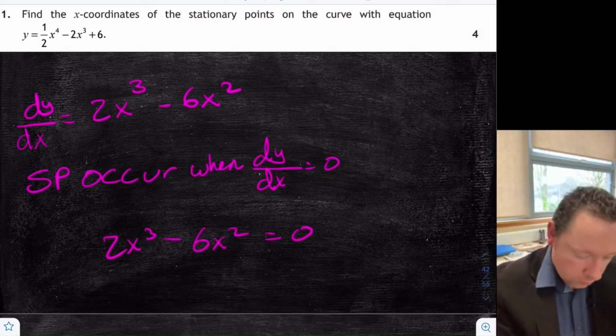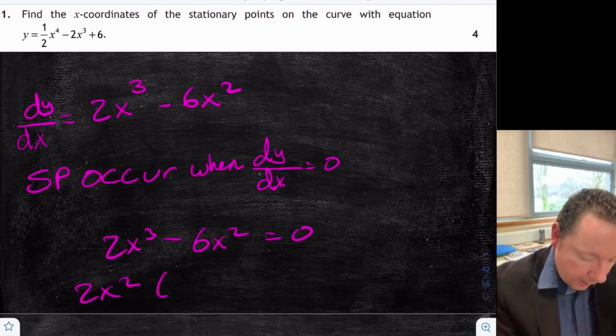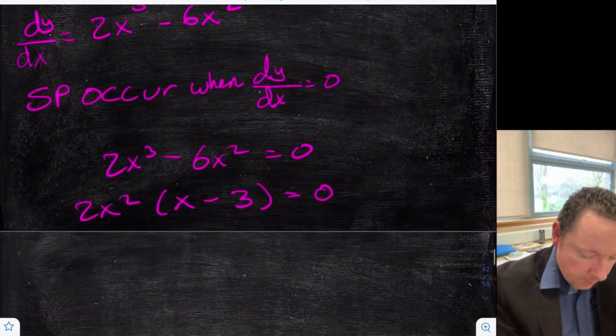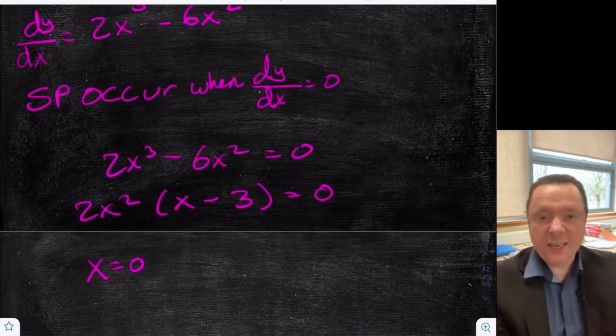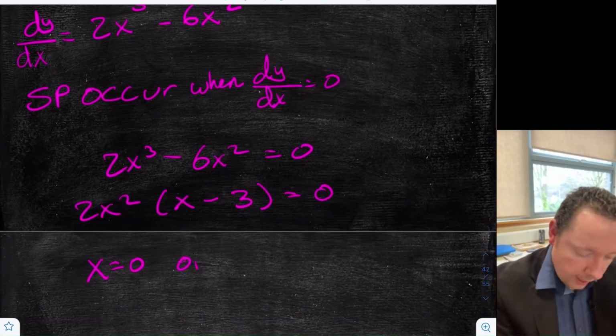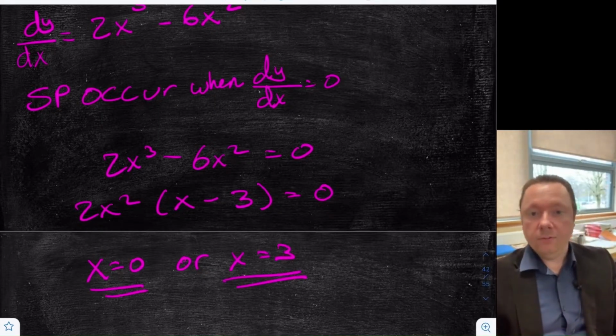Common factor of 2x squared to get x minus 3. And that means that x equals 0 because 2x squared equals 0, or x equals 3. And there we are. Simple as that.